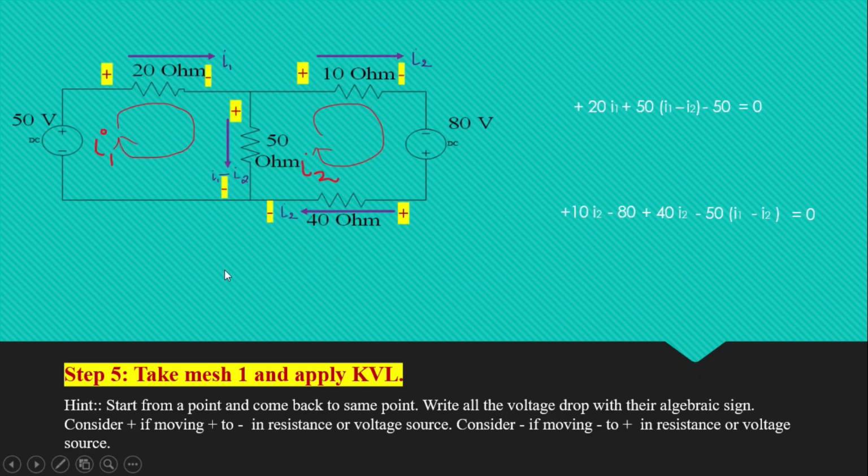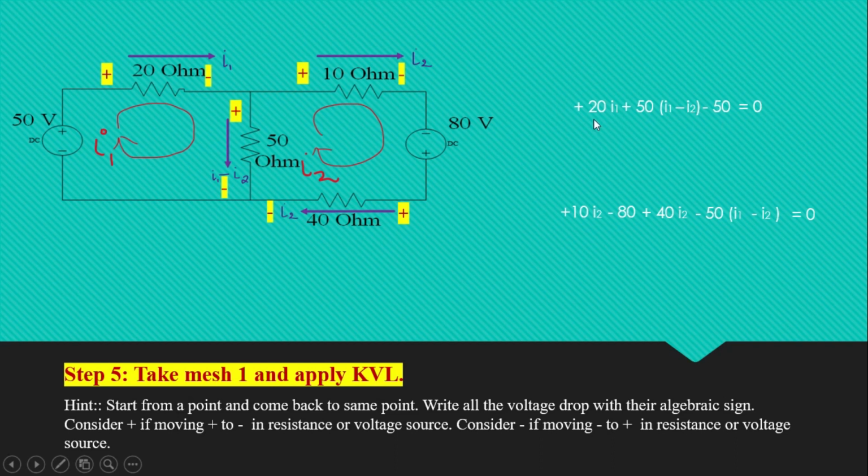What is step 5? Step 5 is to write the KVL for the meshes. So take mesh 1 and apply KVL, and take mesh 2 and apply KVL. The KVL for mesh 1 is 20 I1 plus 50 times (I1 minus I2) minus 50 equals 0.